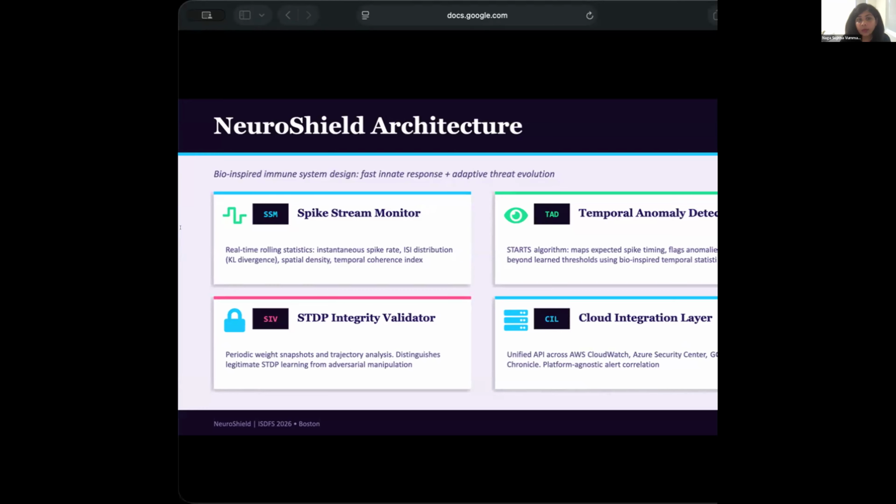It takes periodic weight snapshots and performs trajectory analysis. This is critical for distinguishing legitimate STDP learning, which does change weights, from adversarial manipulations, right? The trajectory analysis looks at the direction, magnitude, and also the coherence of weight changes relative to the input signal. So legitimate learning provides correlated, gradual shifts, while attacks produce abrupt and uncorrelated jumps.